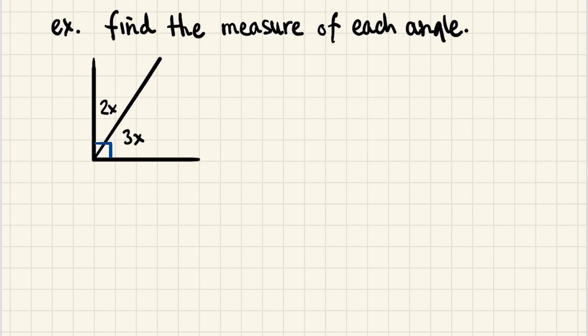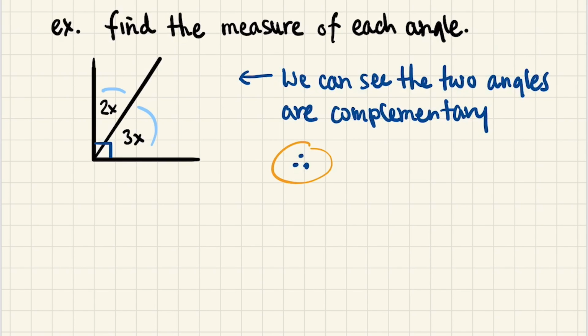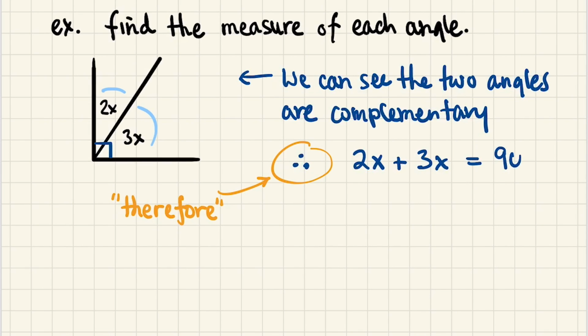Okay, so here we just have to find the measure of the two angles in the problem, this one and this one. And we can see right away that they're complementary because they appear to add up to 90 degrees. So, therefore, and incidentally, these three dots in math mean therefore. So because the two angles are complementary, therefore 2x, the smaller angle, plus 3x, the larger angle, equal 90 degrees.